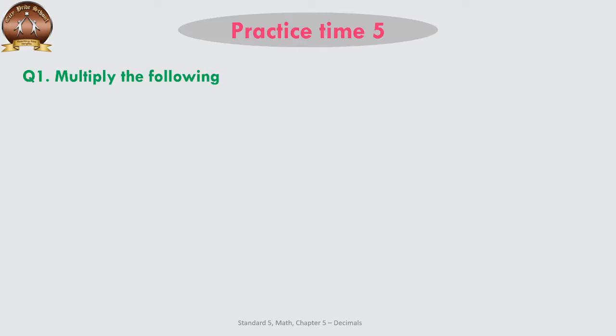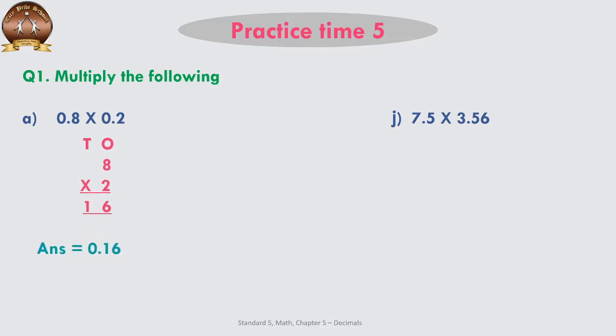We have a few questions according to the practice term 5. We have to multiply these numbers. Let us do that. 0.8 has to be multiplied by 0.2. So we simply multiply them, 8 into 2, and we get 16. But because we had one place after the decimal here and one another place after the decimal here, we put a point before two numbers from the right hand side and we get the answer as 0.16.